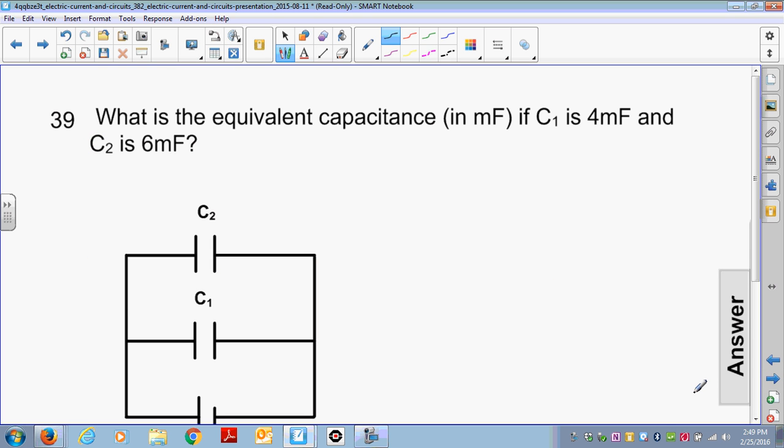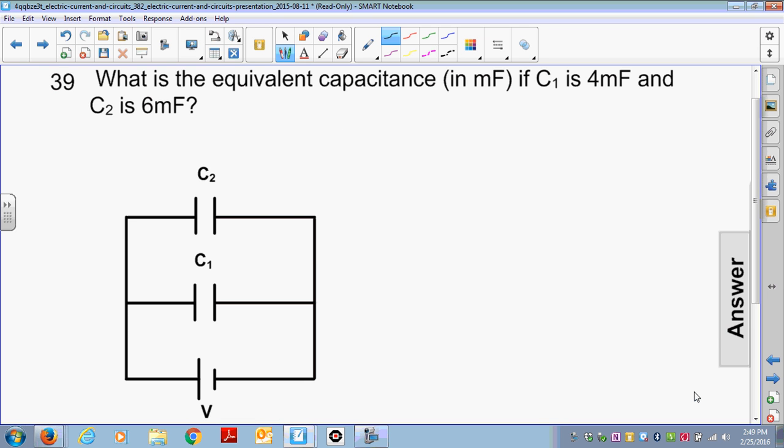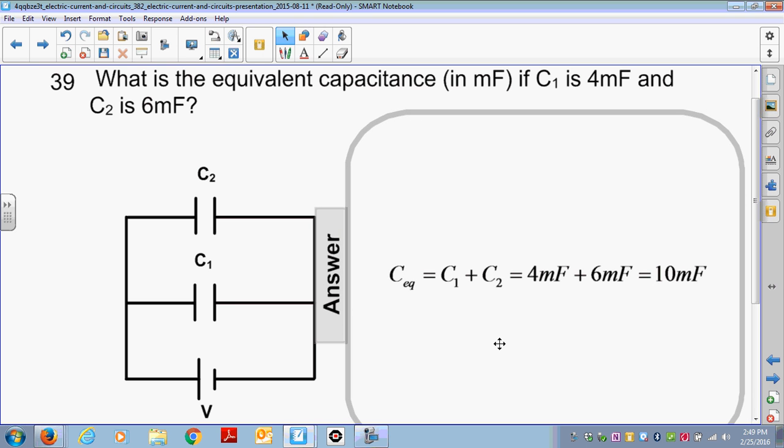What is the equivalent capacitance in millifarads if C1 is 4 millifarads and C2 is 6 millifarads? Go ahead and pause the video now. Okay, so let's take a look at your solution. Remember that these capacitors are wired in parallel. That means we're going to add them together. So the equivalent capacitance is going to be 4 millifarads plus 6 millifarads, which gives us 10 millifarads.